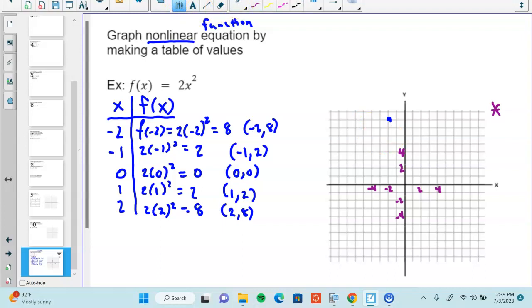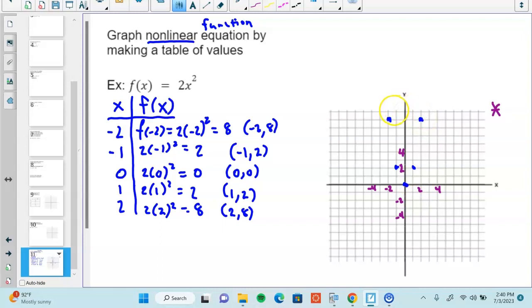And then we're going to do negative 1, positive 2. Right there. We're going to do 0, 0. We're going to do 1, 2. And we're going to do 2, 8. So over to x equals 2, up to y equals 8. And there we are.